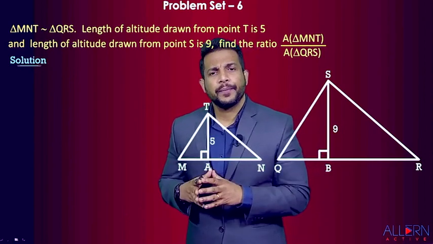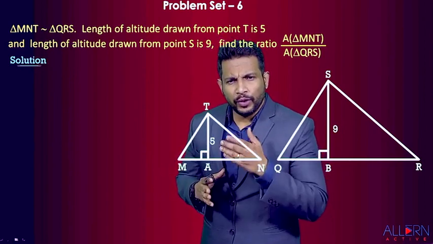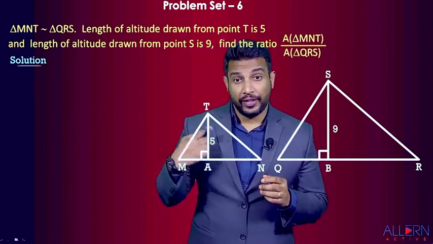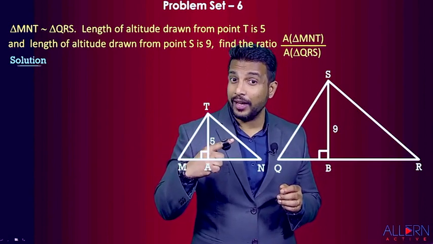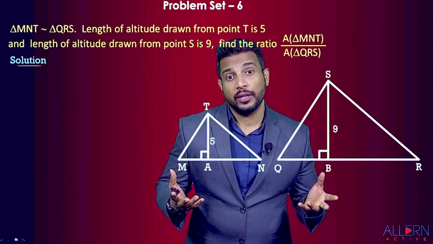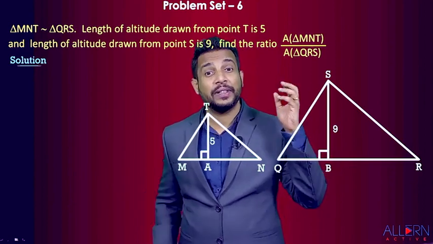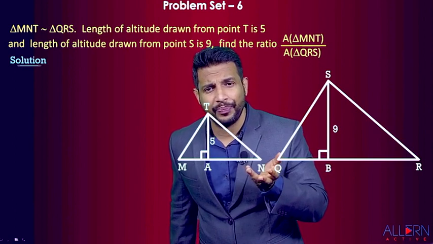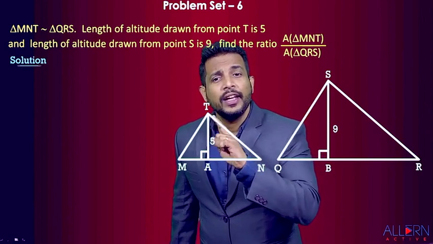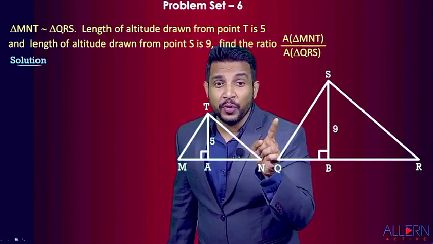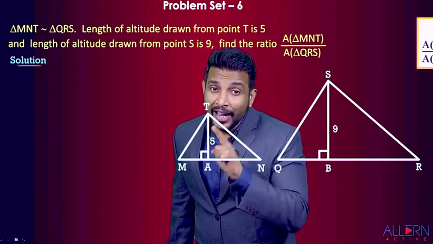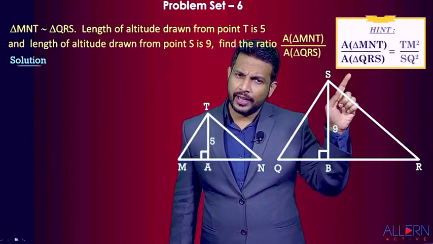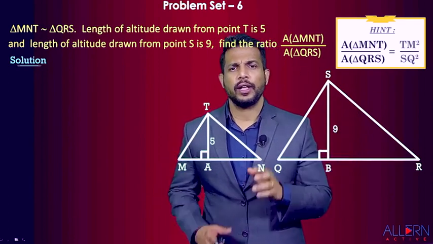Now let's understand this. We know that these two triangles are similar. That's given to us. And if triangles are similar and we are talking about area ratio, that means we are going to use the theorem on areas of similar triangles. As per that theorem, area upon area is going to be side square upon side square. Now which one to take? It could be any of these, right? Let's take TM, so its corresponding is QS, right? So we want TM square upon SQ square. Understand that.